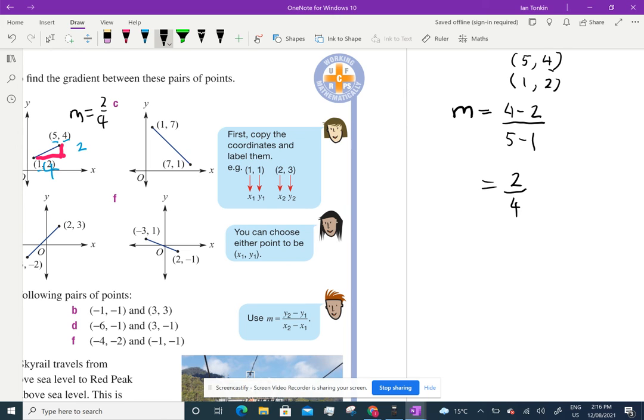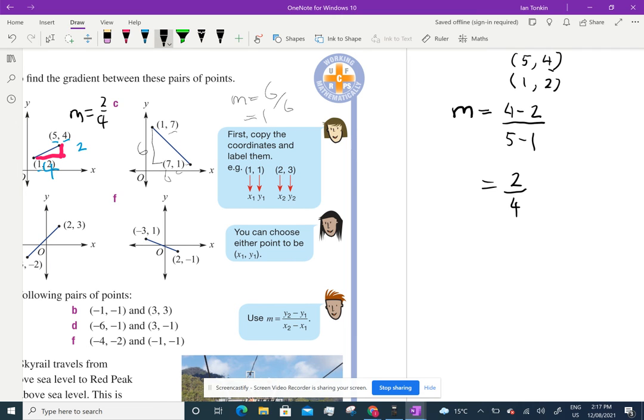Let's have a look at this one. There's your triangle, although that goes over the 7, so I'm not going to have it that way. I'll try and do it really lightly. Okay, have a look at the y values. How high does it go? 7 to 1, oh, that's 6. Again, how does it go along the x? 7 to 1, that's 6. This is going to have a gradient of 6 over 6, which is 1.